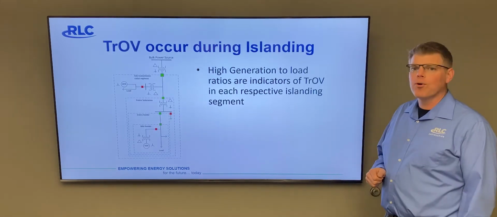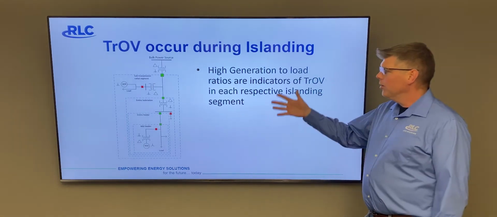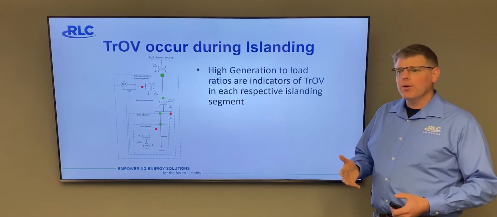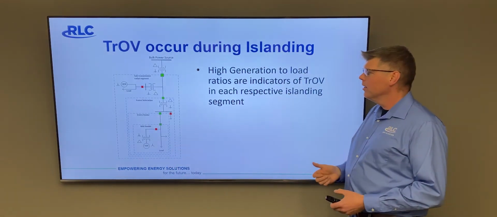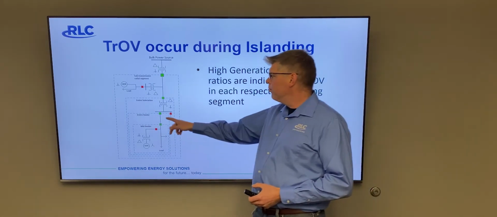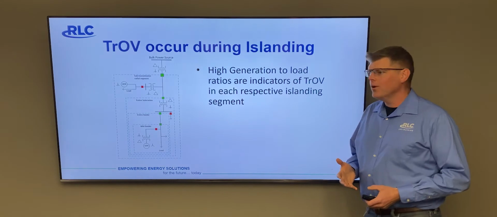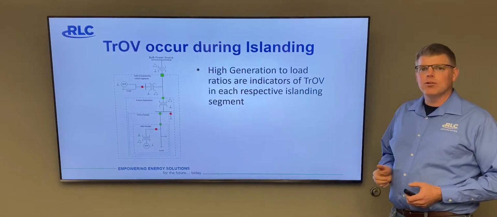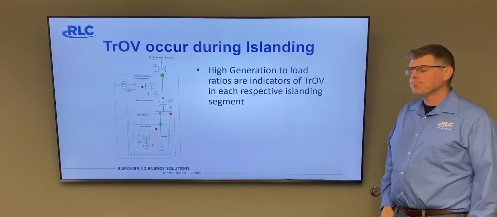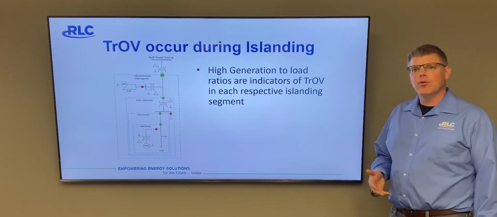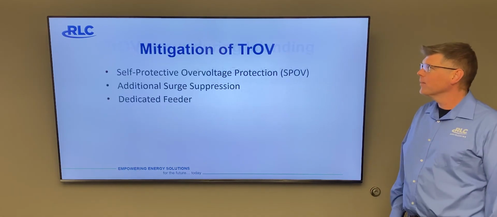As I mentioned before, many of these occur during an islanded state. Under a normal configuration, a generator, such as we see here, is running at full output. Then suddenly there's a breaker that opens in the respective island. If the generation far exceeds the load, the chance for transient overvoltage is great. The more generation to load, the more the transient overvoltage in that segment.